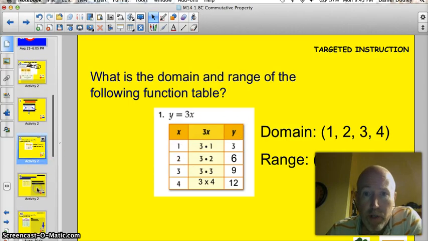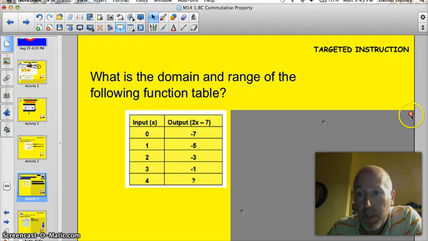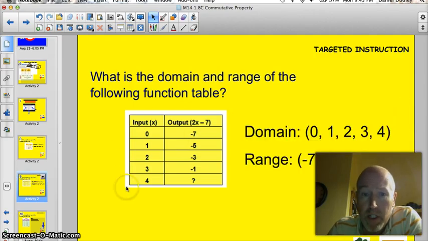So let's have you try this one on your own. What is your domain and range of the following function table? I want you to pause it for a second and write them down. And we're back. If you did it right, you would have said the domain are these numbers over here: -1, 0, 1, 2, 3, and 4. And the range is -7, -5, -3, -1, and 1. Okay? Did you notice how I put these in parentheses and I separated them by commas? That's the way we express a domain and a range when we give that set of values.